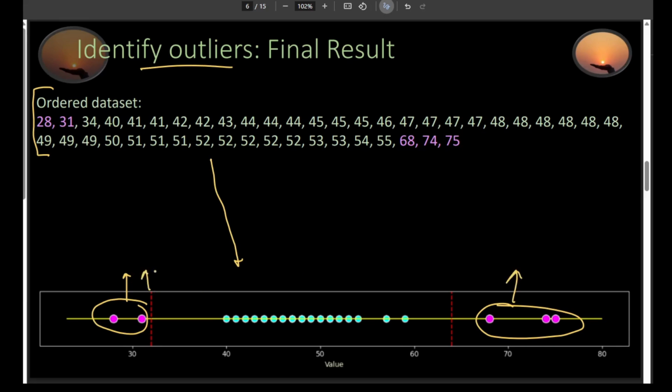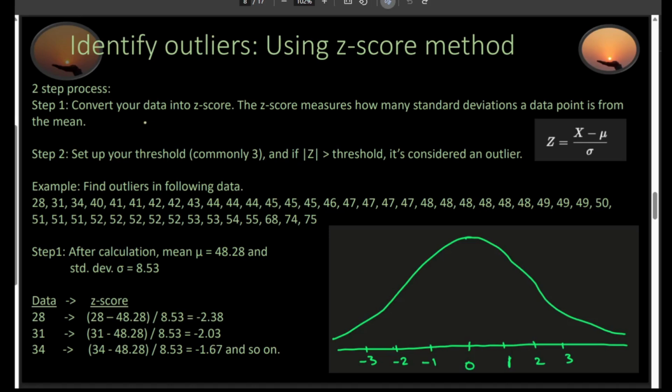This one right here is my minimum, which is 32. This is my lower bound, and this is my upper bound, 64. Any values outside the range in this area and in this area are my outliers. Now I'm going to show you how you can identify outliers using the Z-score method.